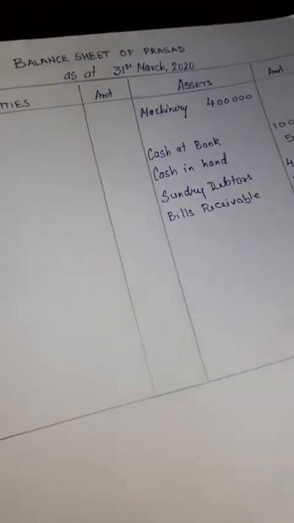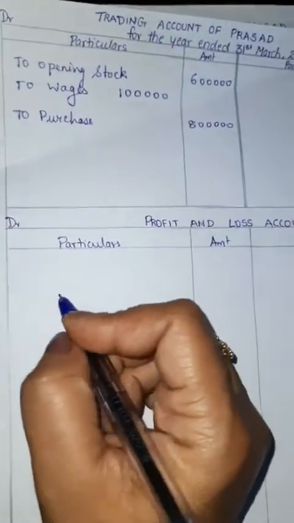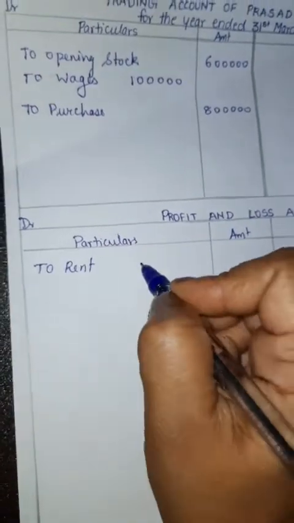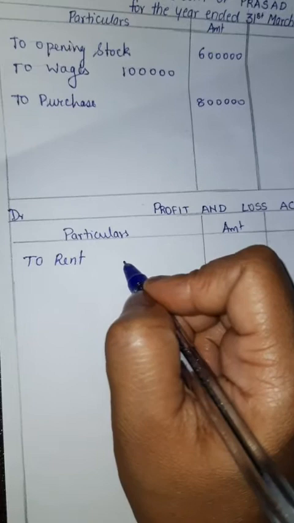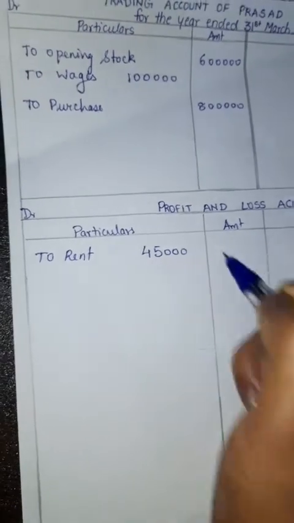Rent is an item which should come in profit and loss account debit side. So here is your profit and loss account and this is the debit side. So I can write here to rent. You can find a tick mark on this particular item. So 45,000 should be written in the column.